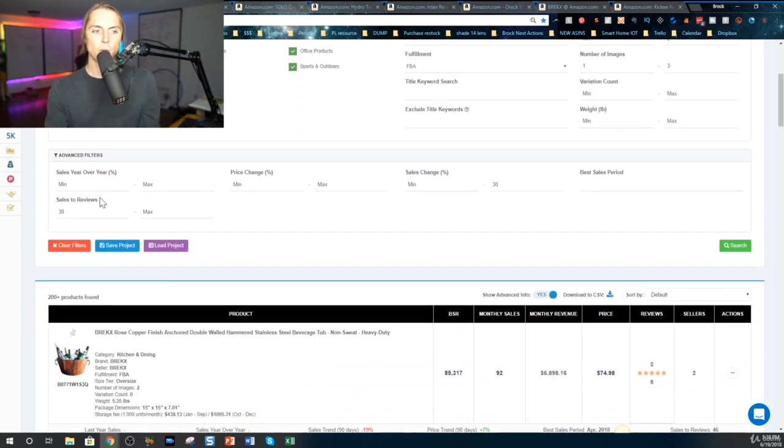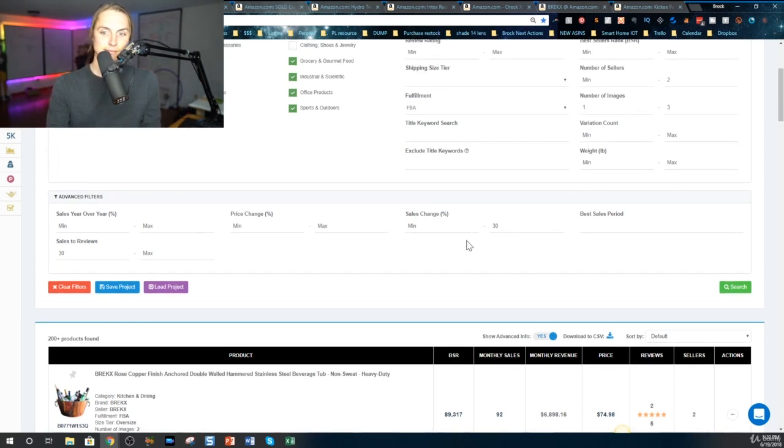And then what we want is a sales to review of 30, because that's going to tell us that the amount of reviews is low, okay? We want a sales to review of 30 because that means that they have like a 3% or less conversion rate on their reviews. So that means that they're not very good at their back end sequence as well as their front end with the listing, but they're still doing well. So that's what I really want to look out for.